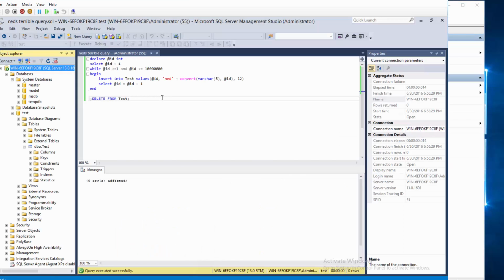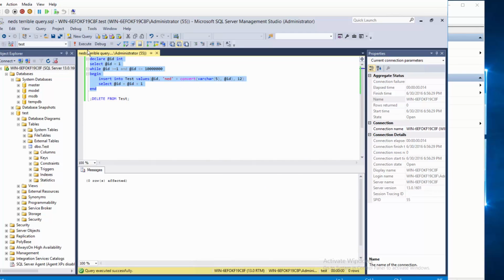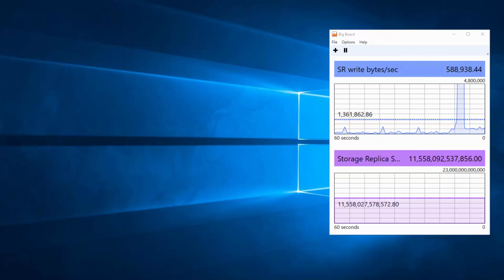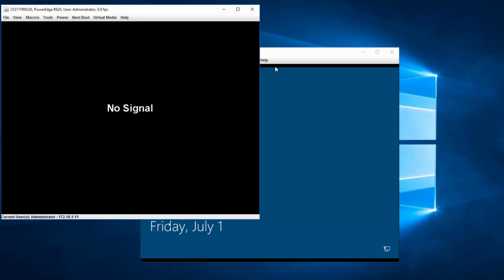So let's go back to the SQL database and make it just exercise some I/O. My terrible little query here is just creating an endless million NED rows in a database. Just giving it something to do. And if I switch over to this other node, this is the one in Bellevue, you can see this many writes per second are being replicated by SR, and this many bytes have ever been replicated by SR. You can see quite a bit over quite some time here.